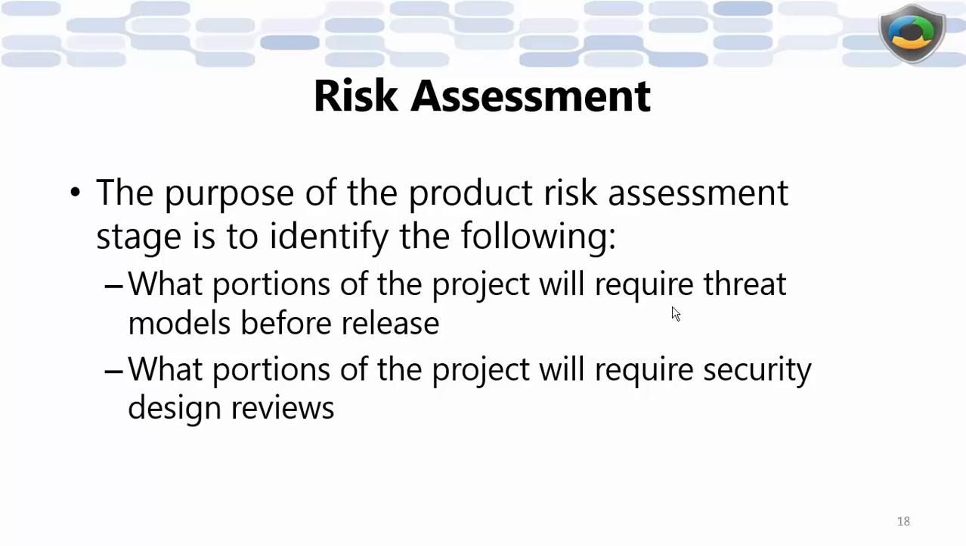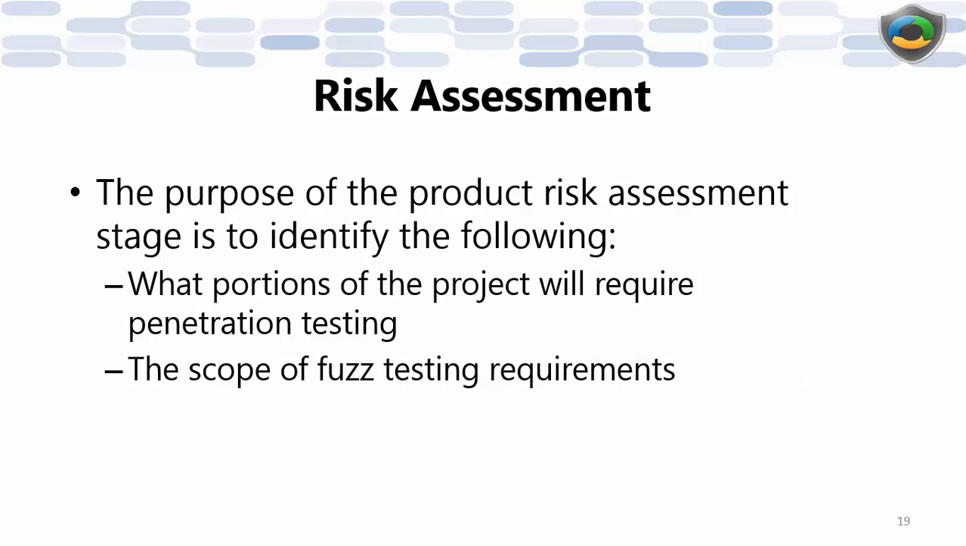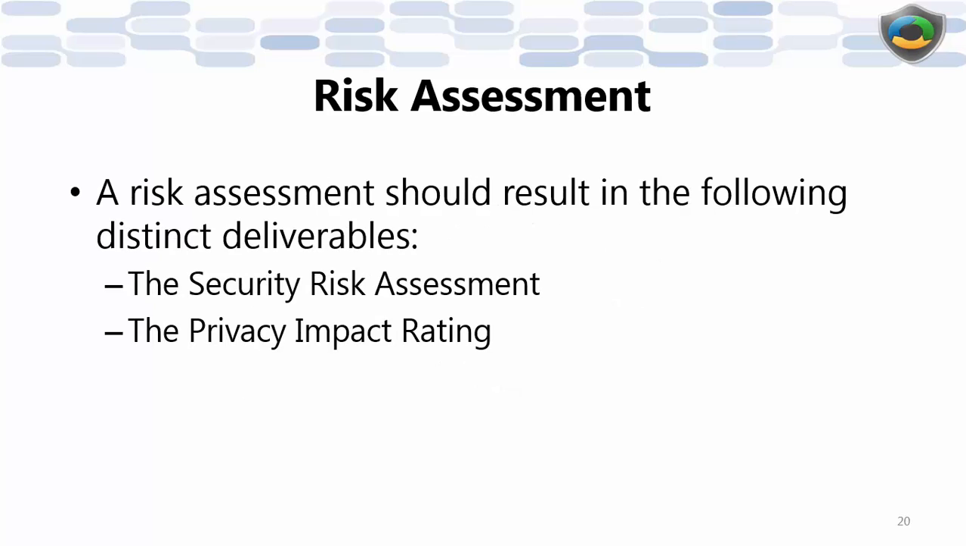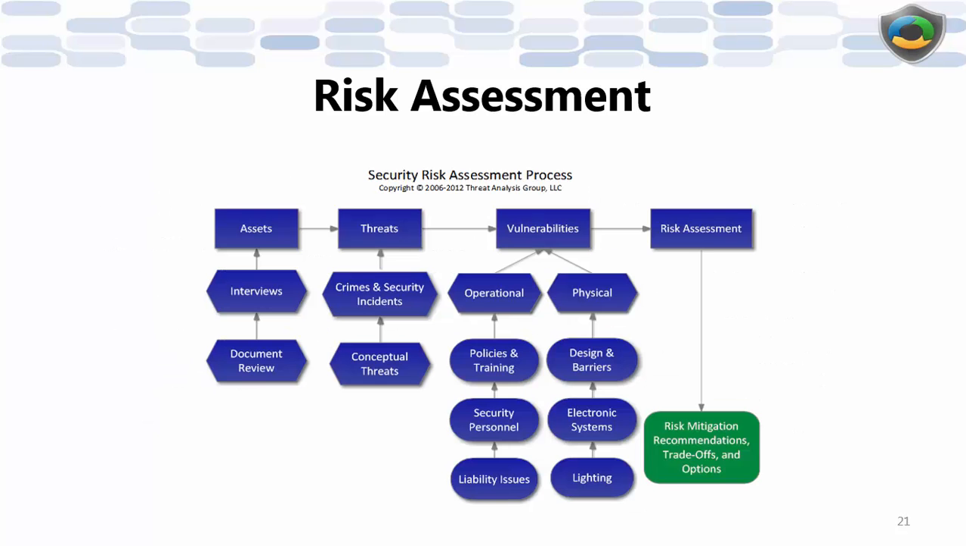When you go through risk assessment, as mentioned right there, what you're trying to do is to identify a couple things, such as: What portions of the project require threat models before release? What portions require security design reviews? What portions require pen testing? What's the scope of fuzz testing requirements? All this stuff that's in here that we haven't spent a lot of time on, it's because it's coming in future lectures. A risk assessment, as mentioned there, should result in a minimum of a security risk assessment and a privacy impact rating.